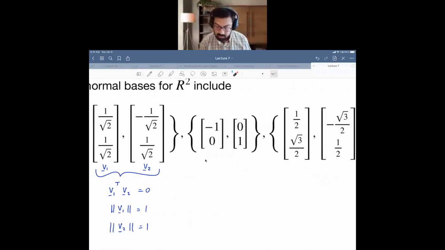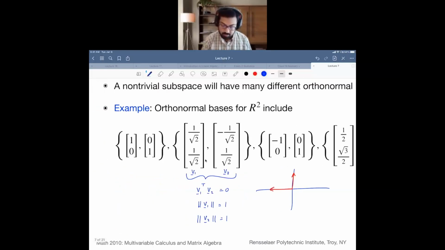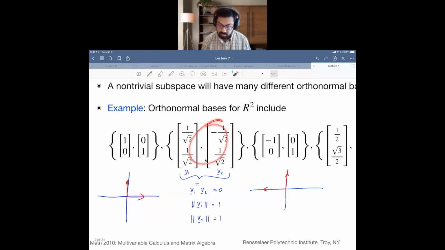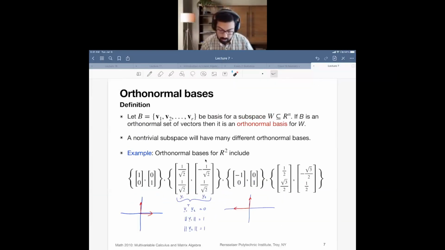So where is this pointing? You have one vector going -1, 0, and then you have another going 0, 1. Earlier, this one was going some direction, and then you rotated it by 45 degrees, and then you rotated it even more, and you would get some other angle. You will get that as well. All right. Questions here for orthonormal bases?